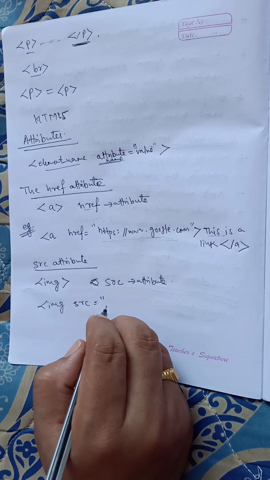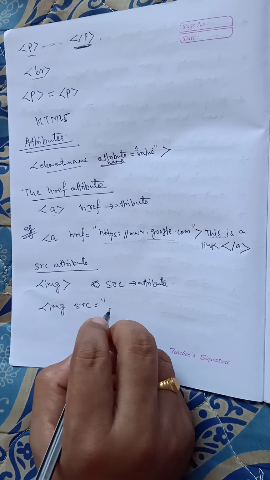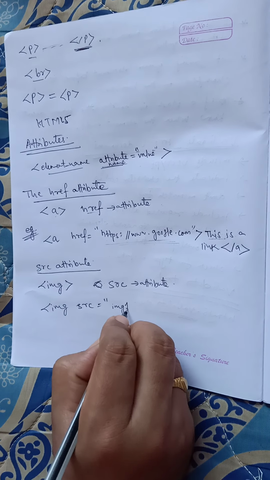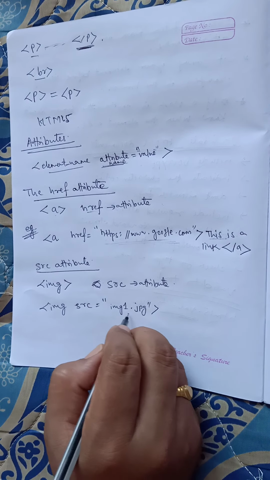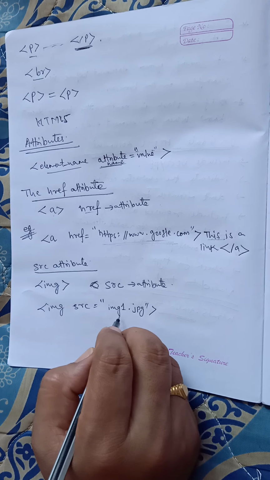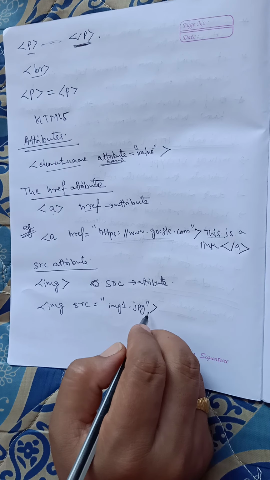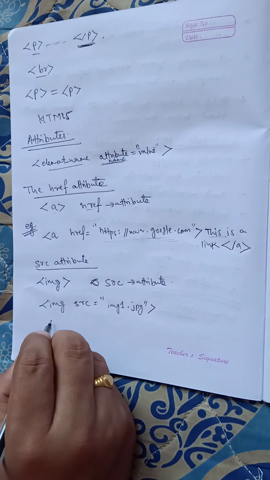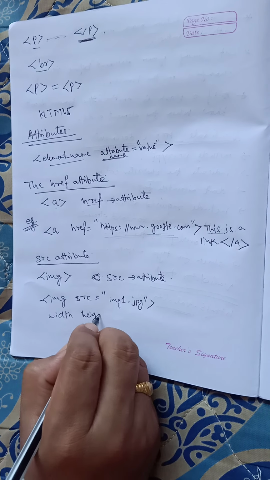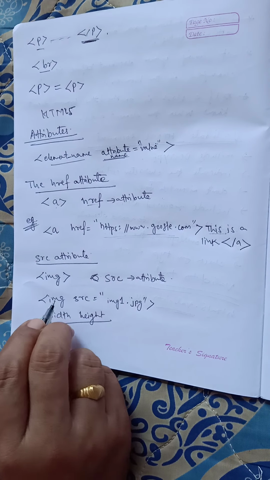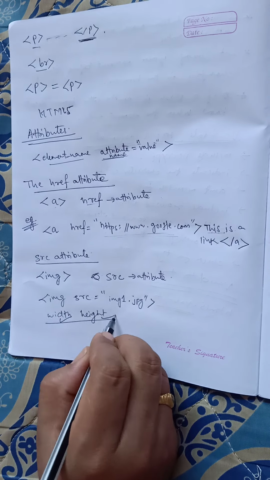If the file is in the current folder where this HTML page is, I will simply write the file name, suppose image1.jpg. But if the file is in some other folder, then I have to write the total path here. Now coming to the width and height attributes. For images we have these two attributes also.